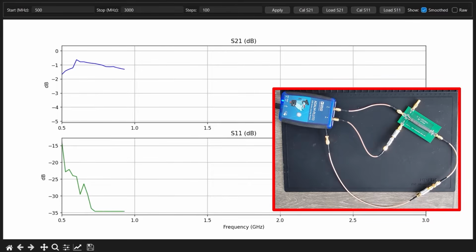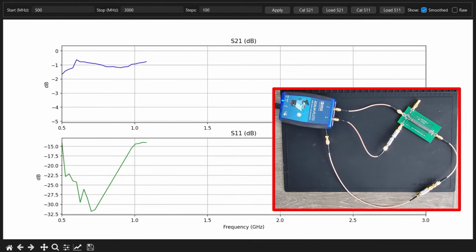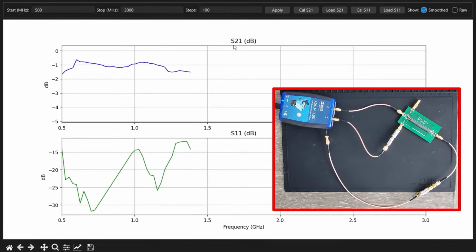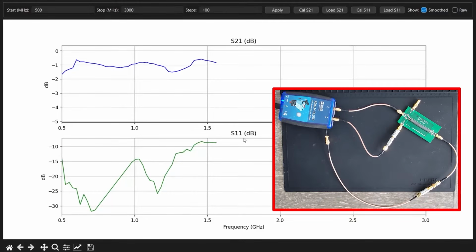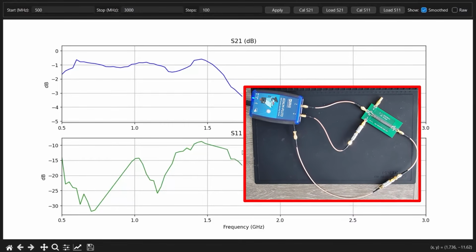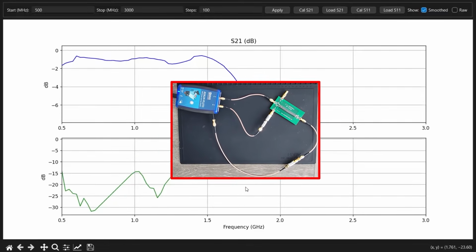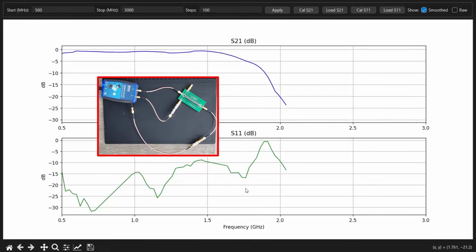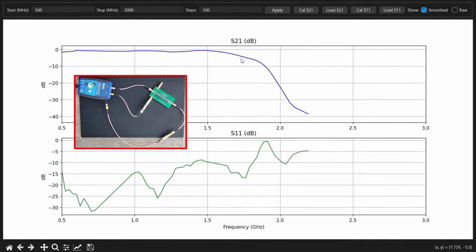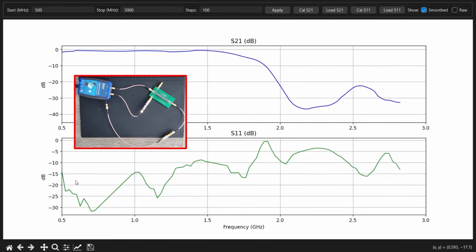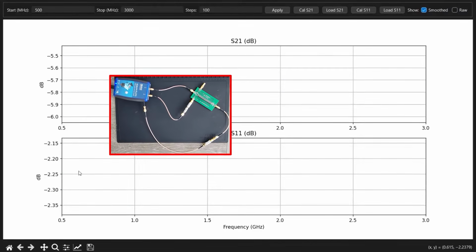You are looking at the network analyzer we are going to make using ADALM Pluto in this video. These plots are showing the measurements of S21 and S11 of the device under test, which is a 1.5 GHz RF filter. You can easily see the cutoff frequency of the filter. You can also see up to 1.5 GHz, which is the operating region of the filter, measured S11 is below minus 10 dB.